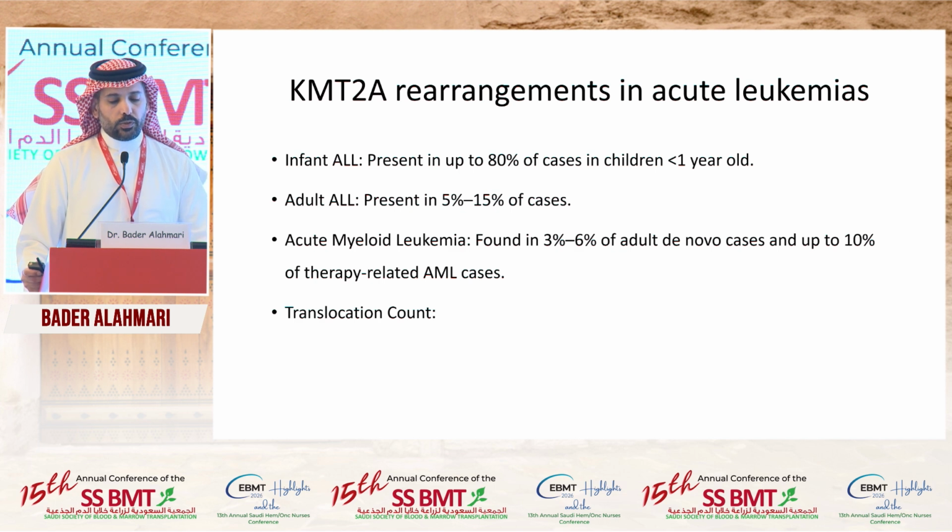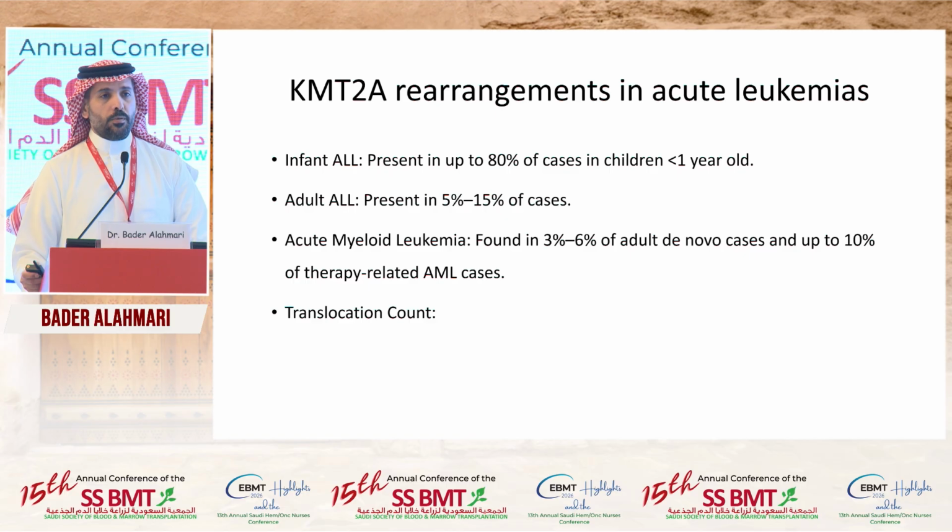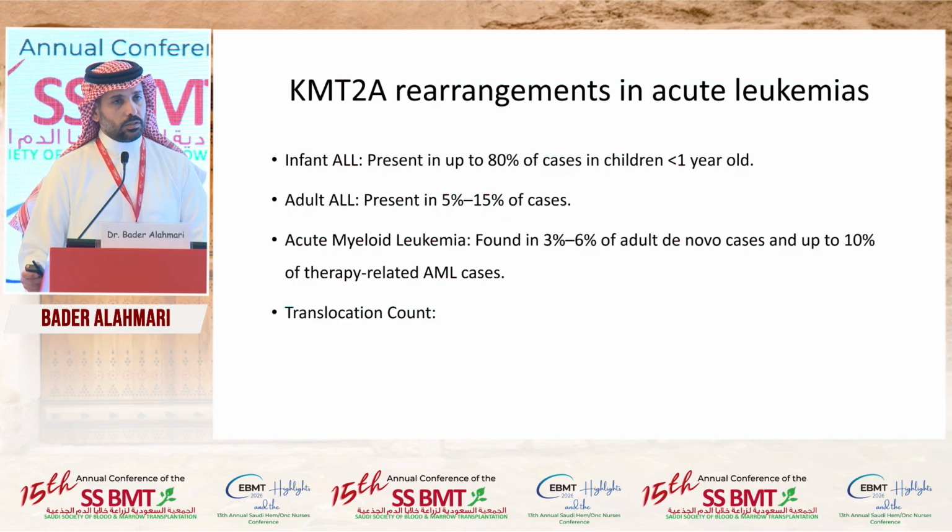What about KMT2? KMT2 rearrangement, we can see it in different kinds of leukemia. We see it in AML, ALL, and mixed phenotype, but with different percentages. For example, in infantile ALL, up to 80% are KMT2 rearranged, associated with better outcome compared to what we see with other kinds of leukemia. In adult ALL, around 5 to 15% of cases. In acute myeloid leukemia, around 6% of cases, especially de novo.